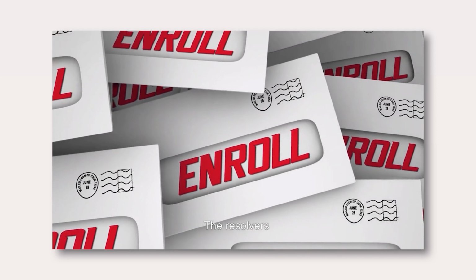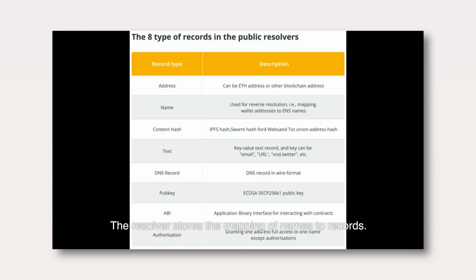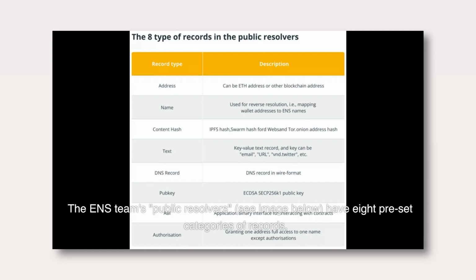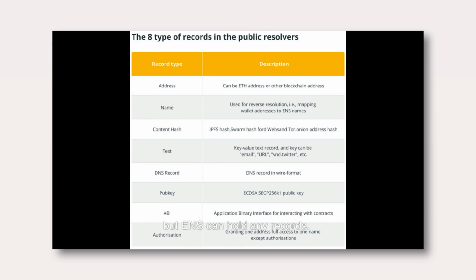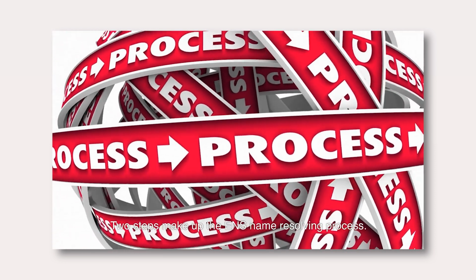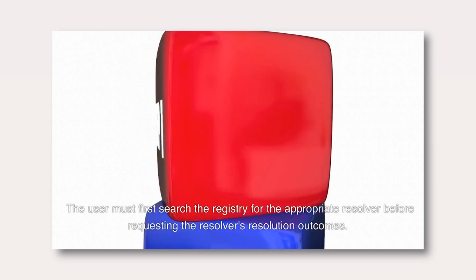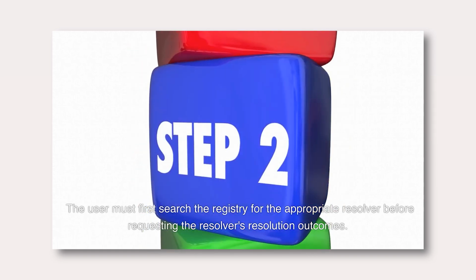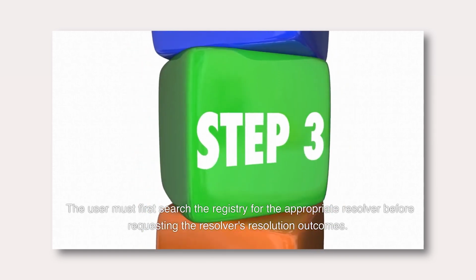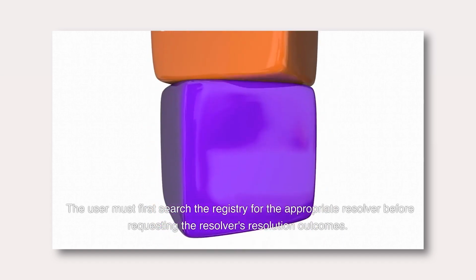And lastly, let's look at the resolvers. The resolver stores the mapping of names to records. The ENS team's public resolvers have 8 preset categories of records, but ENS can hold any records. 2 steps make up the ENS name resolving process. The user must first search the registry for the appropriate resolver before requesting the resolver's resolution outcomes.